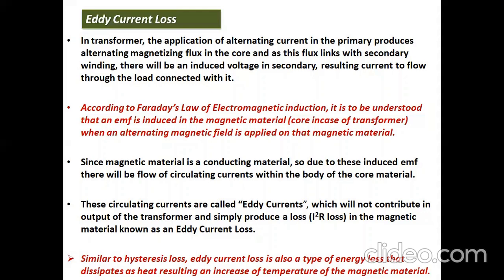Similar to hysteresis loss, eddy current loss is also a type of energy loss that dissipates as heat, resulting in an increase of temperature of the magnetic material.